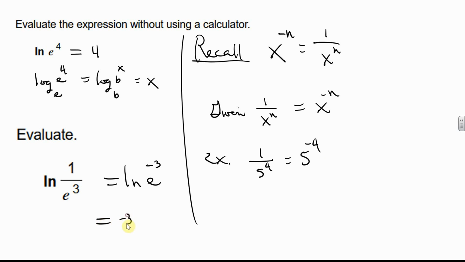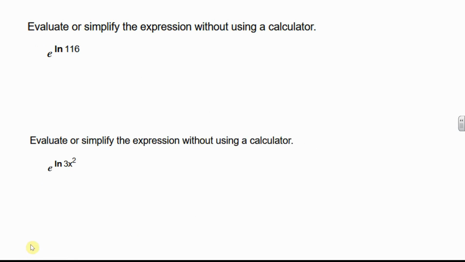Negative 3, right? All right. Oh, by the way, the natural log and the e base are inverses of each other. The ln and the e base, they're inverses. So if the inverse is pretty cool.